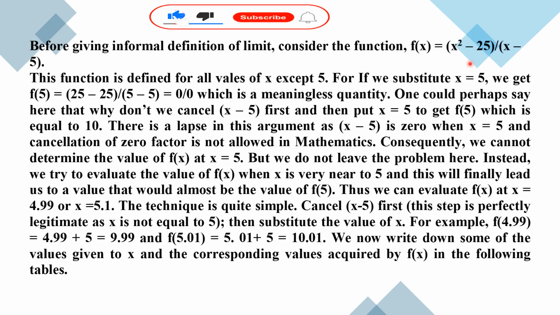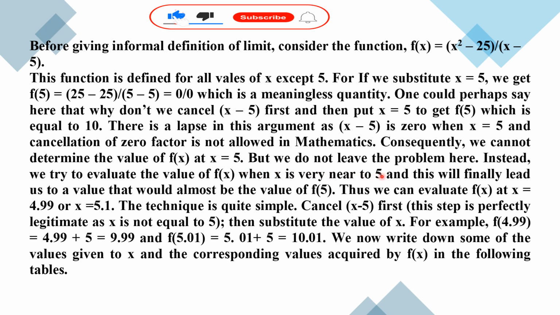Another example: f of x equals x squared minus 25 over x minus 5. We find the limit at the point x equal to 5. We get 0 over 0, which is a meaningless quantity, and we can't cancel it because it is 0 over 0. So we cannot determine the value of f of x at x equal to 5.